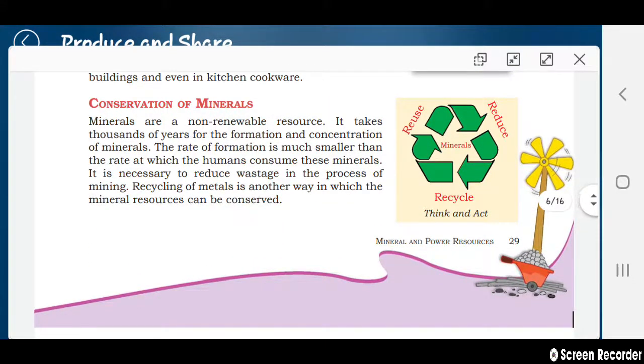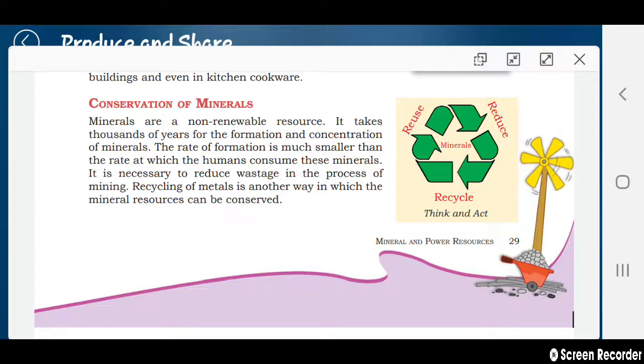Next, we extract the minerals by mining, quarrying and other procedures. But the question is, how can we conserve the minerals? Minerals are a non-renewable resource. It takes thousands of years for the formation of another mineral.